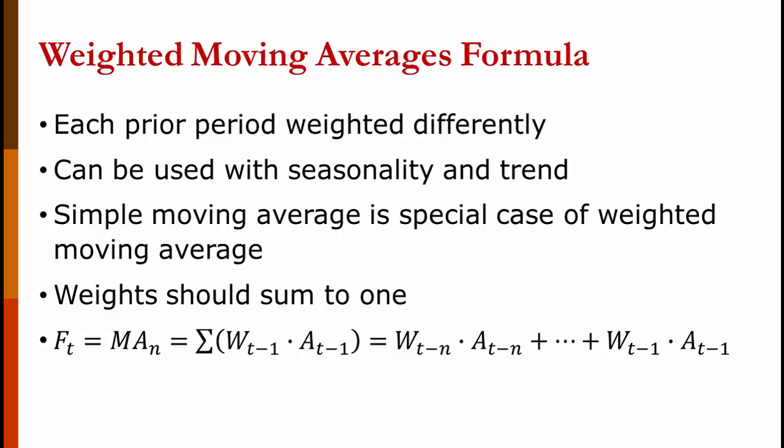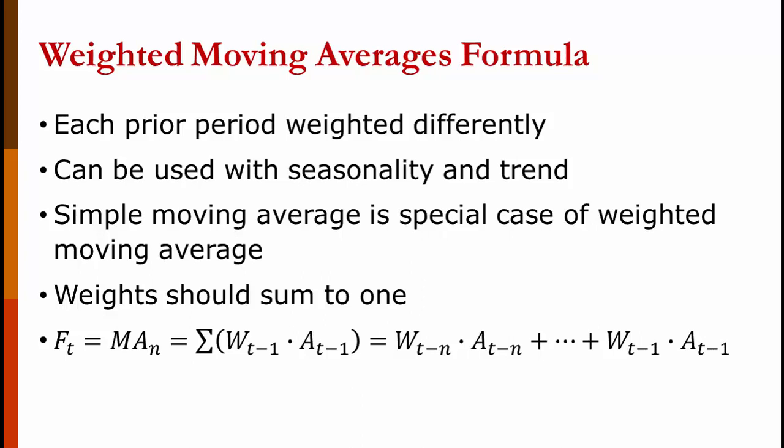Weighted moving averages can be used with seasonal data. So if you had quarterly data, for example, you might use a 4-period weighted moving average where the 4 quarters ago was weighted heavier than the other 3 quarters. So if you're doing summer this year, summer last year would be weighted the heaviest. Simple moving average is just a special case of weighted moving average where every period is weighted the same.